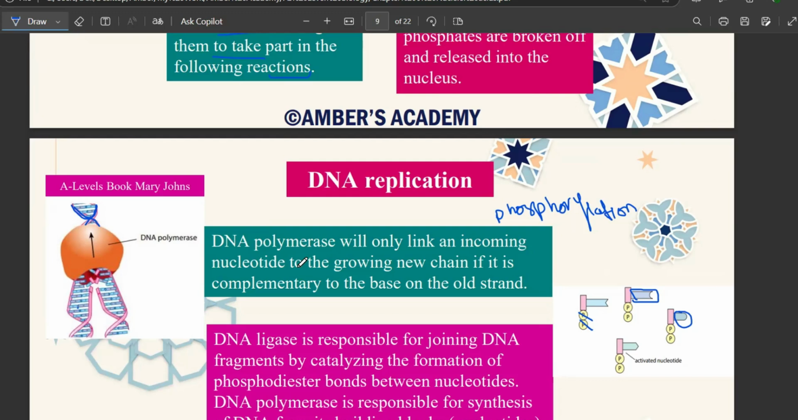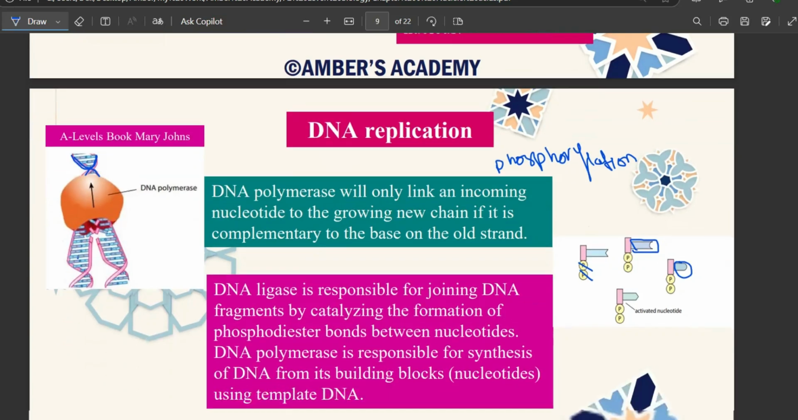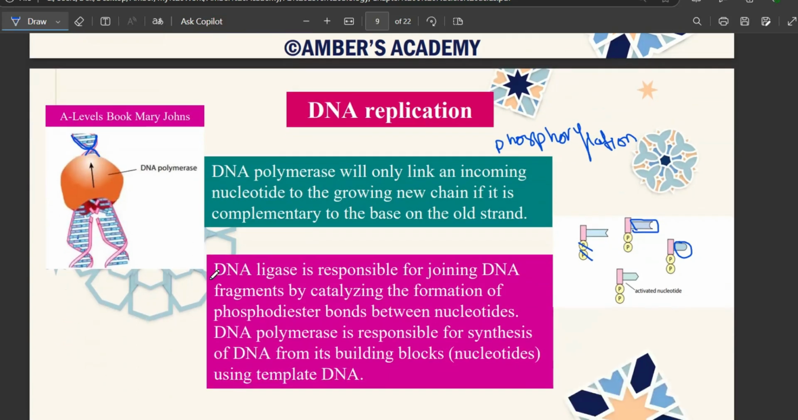So DNA polymerase is there to link your pentose sugar with your nitrogenous bases, and it's going to ensure that proper complementary base pairing is taking place. Then comes the 2-mark question for DNA ligase. So you need to remember DNA polymerase and you need to remember DNA ligase as well. DNA ligase is responsible for joining DNA fragments by catalyzing the formation of phosphodiester bonds.